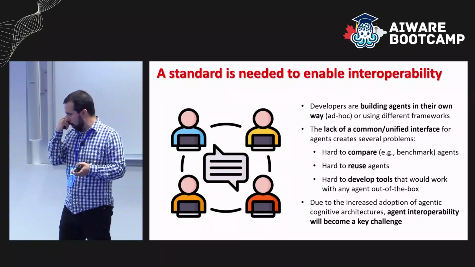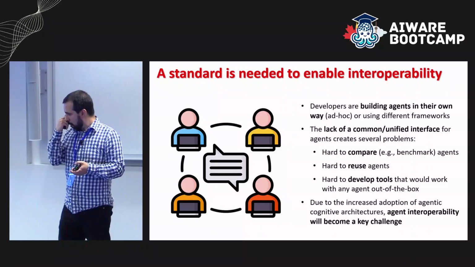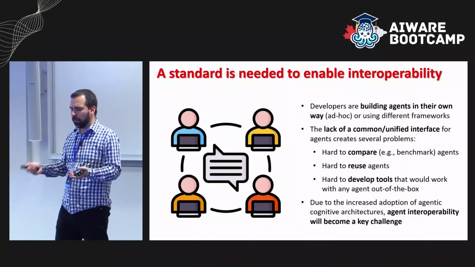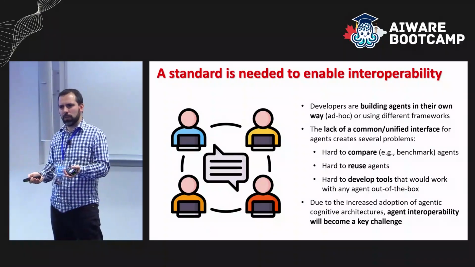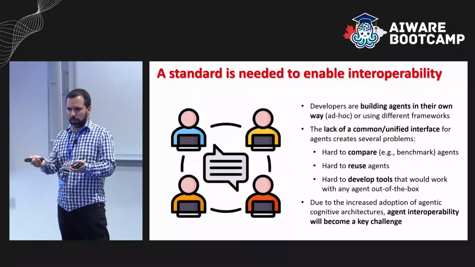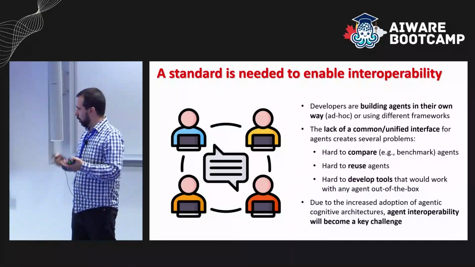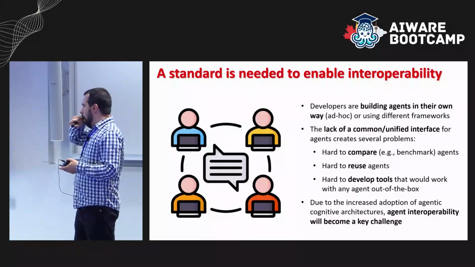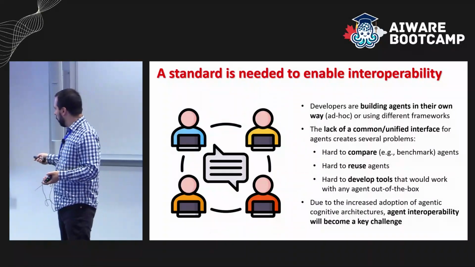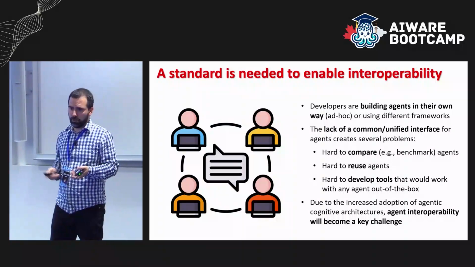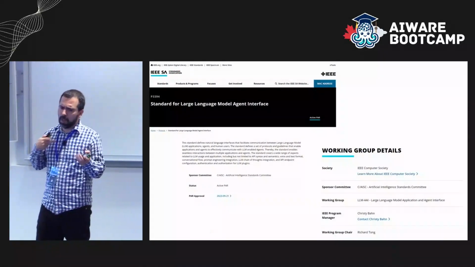So if you want to build some sort of infrastructure tool or some tool that would be applicable for any agent, this is really hard because these different frameworks have different assumptions. So basically, there's no single interface, right? There's no easy interoperability between different types of agents. And due to the increased adoption of agentic cognitive architectures, this is going to become a problem for sure, right? And this is just not me saying that.